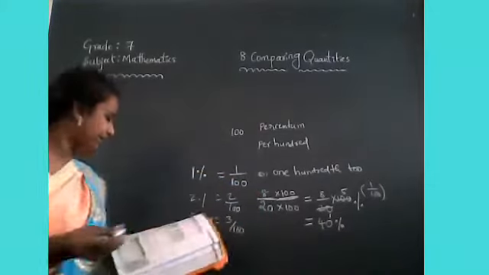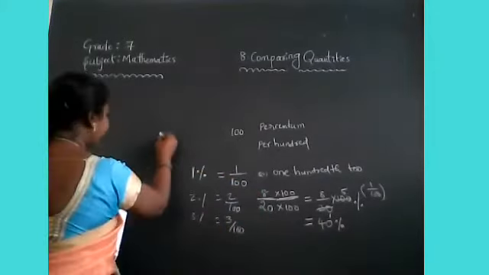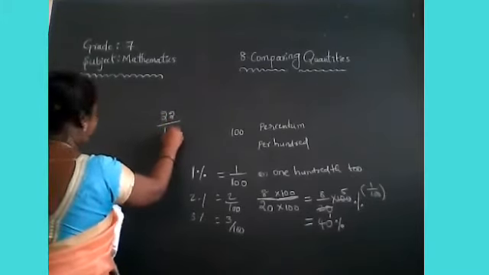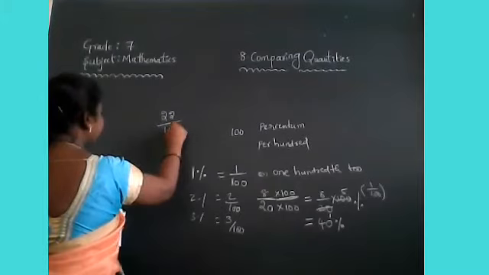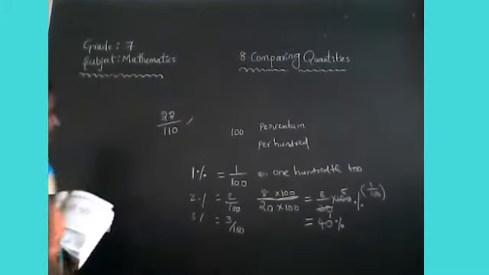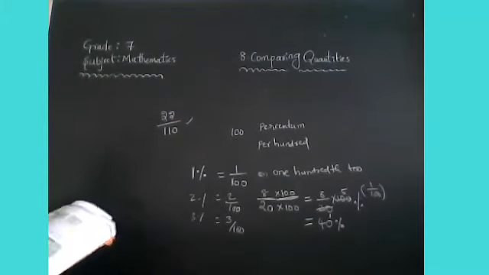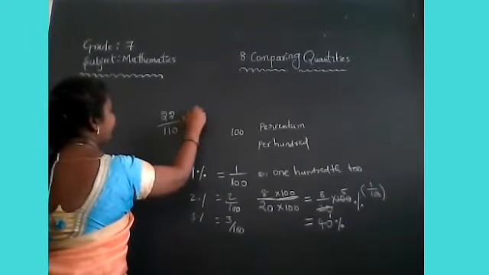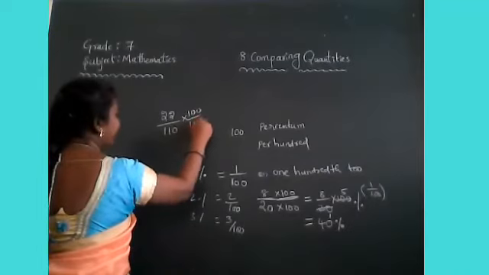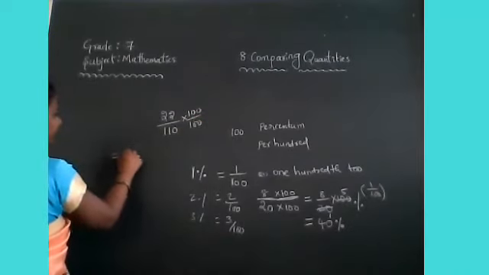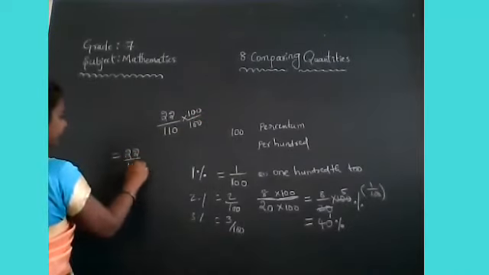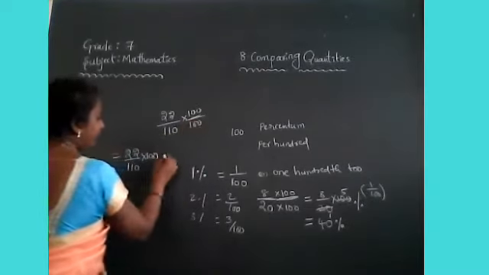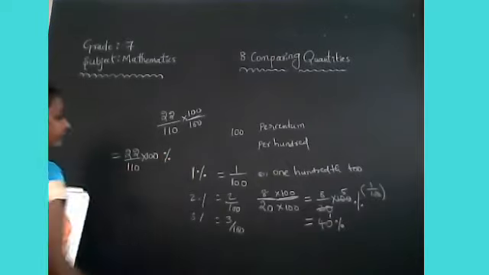So how will you write this one? Total number of children by total height, that is 110 centimeters. So this is the fraction. Then how to convert this into a percentage? You have to multiply the numerator and denominator by 100. So 22 by 110 into 100. This 1 by 100 you have to write as a percentage.